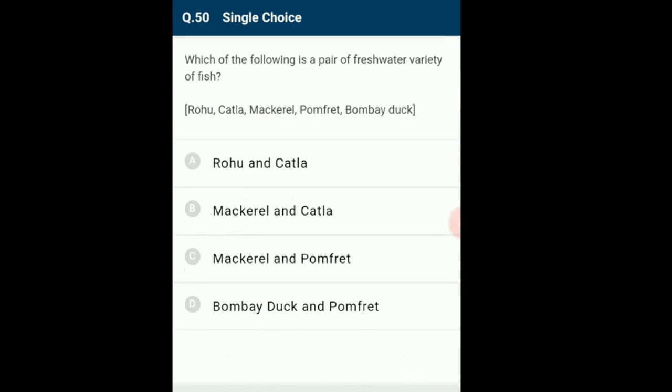Question number 50. Which of the following is a freshwater variety of fish? Rohu and Catla are freshwater fishes. Their scales are bigger, unlike marine fish which have small scales. They lack polyunsaturated fatty acids, unlike marine fish which have them. So the answer for this question is option A.